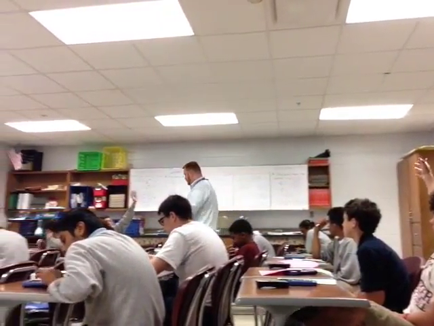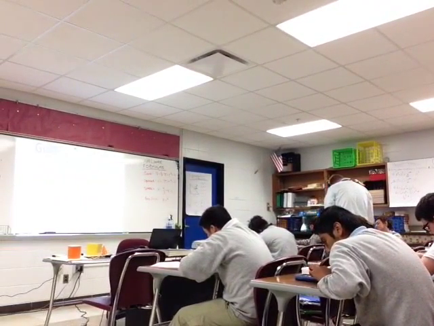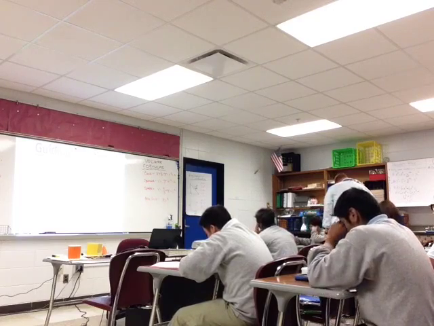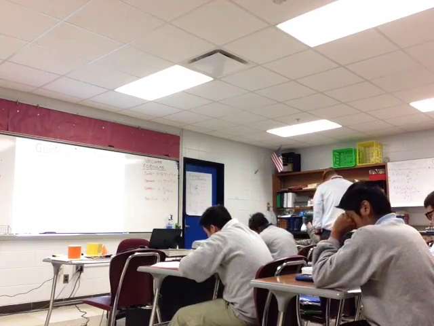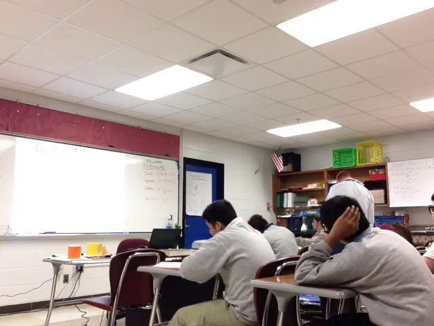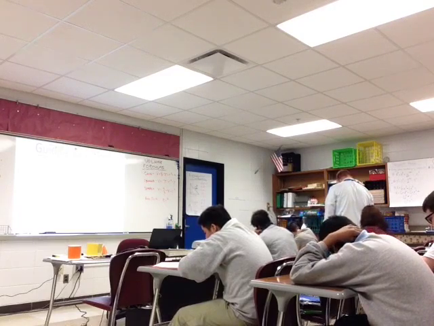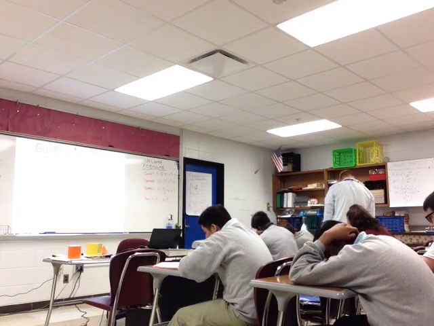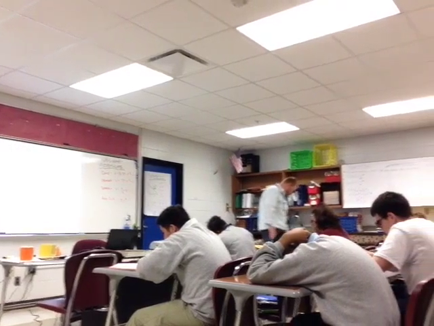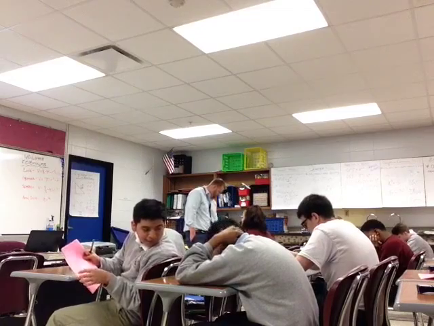I'll be right with you. Yes, sir. Well, tell me what you did for 1 through 4. So 2 divided by 2 is 4, is that what you're saying? No, 2 times 2 is 4. Okay, so you multiply by 2. You took the radius and multiplied by 2. Is that what you're saying?